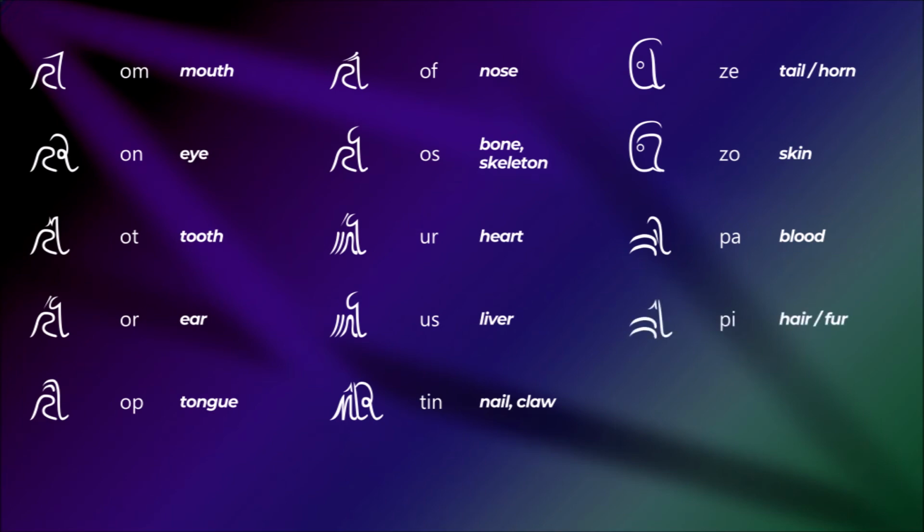Bi, hair or fur. Note that this word can't be used for bird feathers. There is a proper root word for that, fi. Finally, the last root word I'd like you to learn is fe. It means muscle, flesh, or meat. Have a second to look at them.